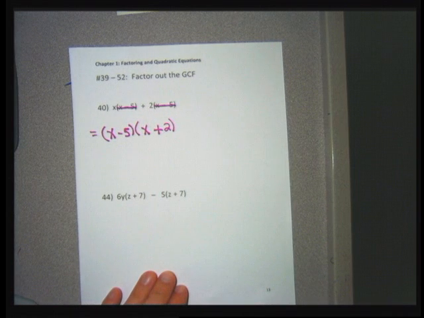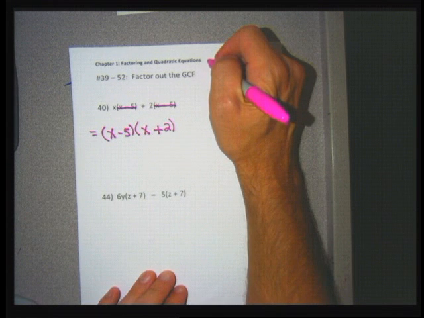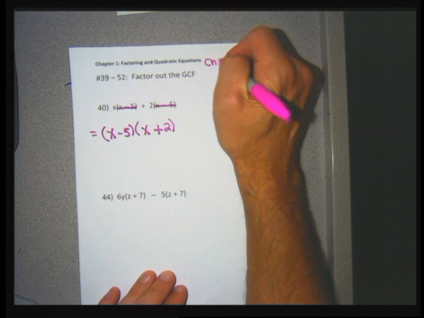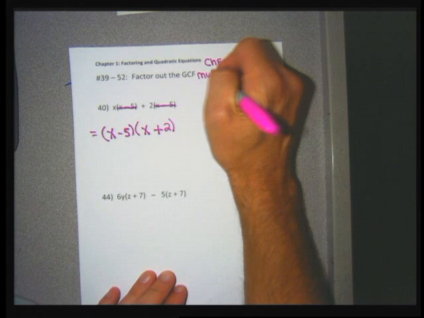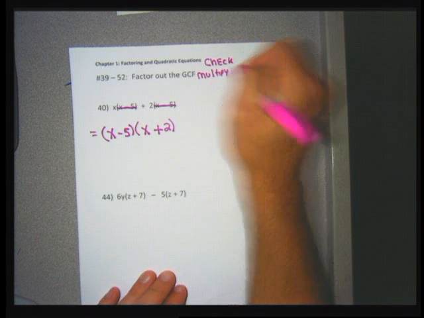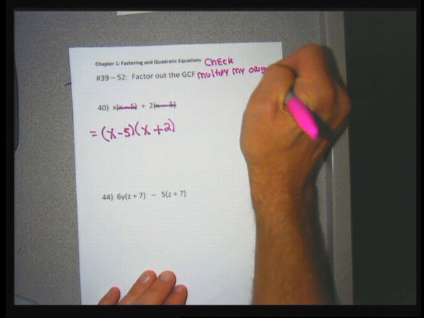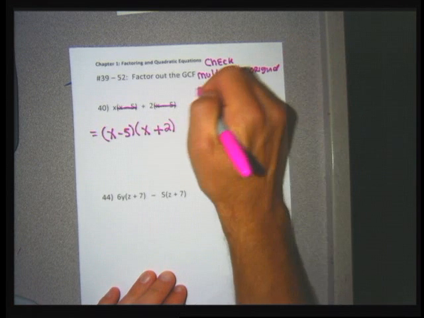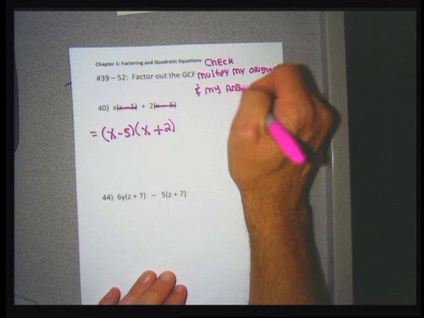To check this, it's a little bit tricky. To check this, I have to multiply out the original problem and multiply out my answer. So it's hard to check. I only check the first one. To check, you need lots of work. I need to multiply my original and my answer, which is really unusual for checking.